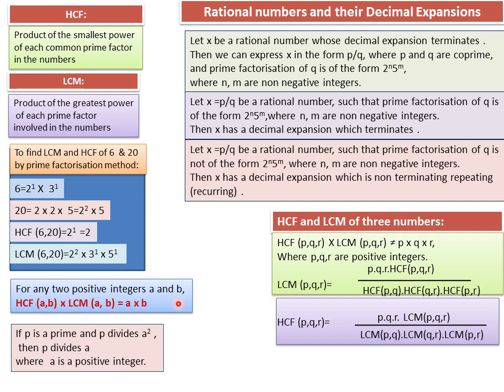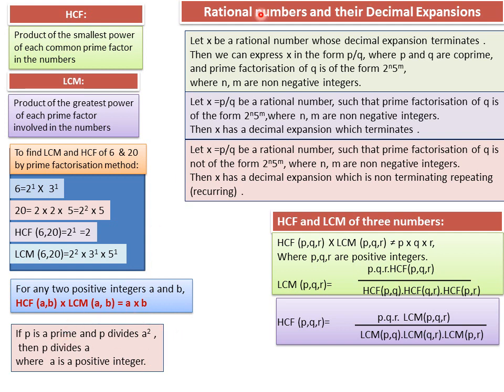Then for any two positive integers a and b, the HCF of a and b into the LCM of a and b is equal to the product of those two positive integers. So in this case, a into b. Then another thing we need to remember: if p is a prime and p divides a square, then p also divides a, where a is a positive integer.